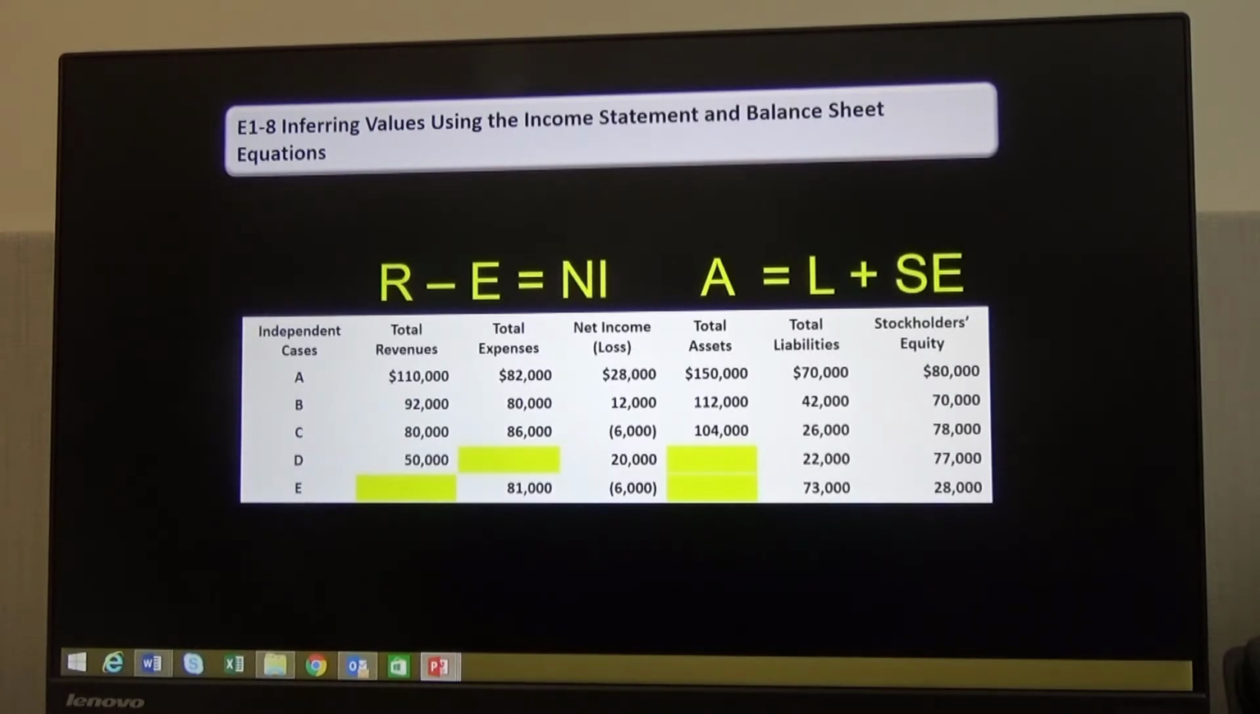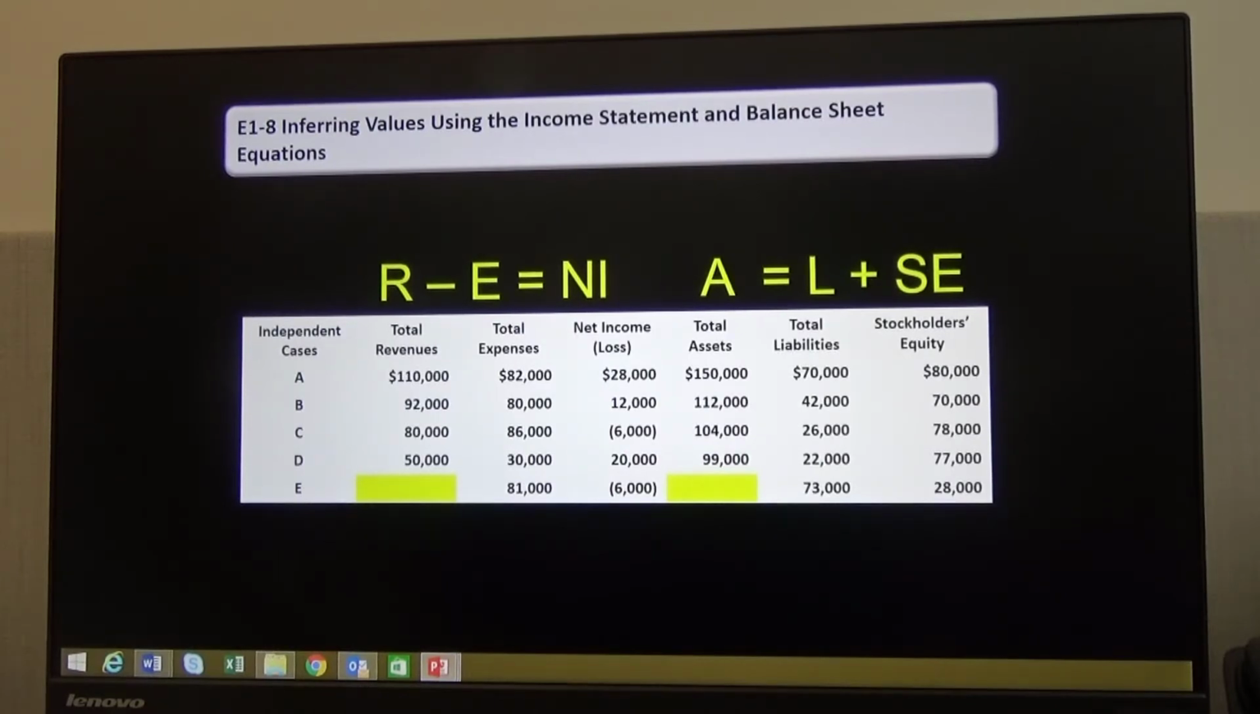Letter D, we work the same way. If revenues are 50,000 and income is 20,000, that means that the expenses had to have been 30,000 for that equation to work. And if our assets are what we're trying to calculate, and we know that they are equal to the total of the liabilities and stockholders' equity, we'll simply add together the 22,000 and the 77,000, and that will give us our total assets as 99,000.